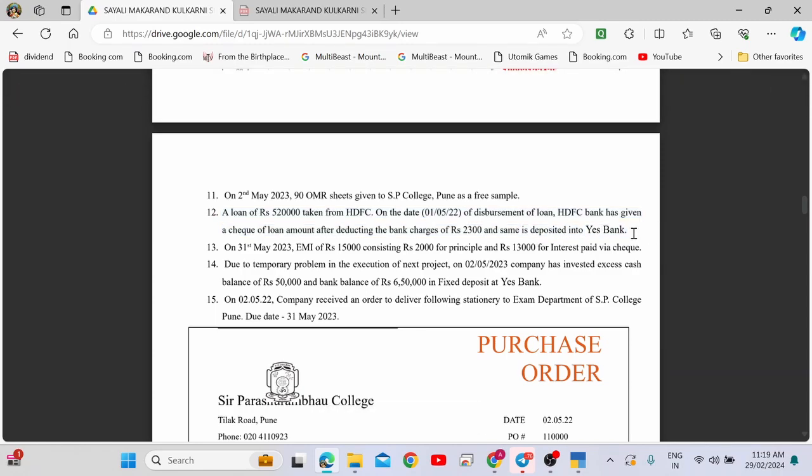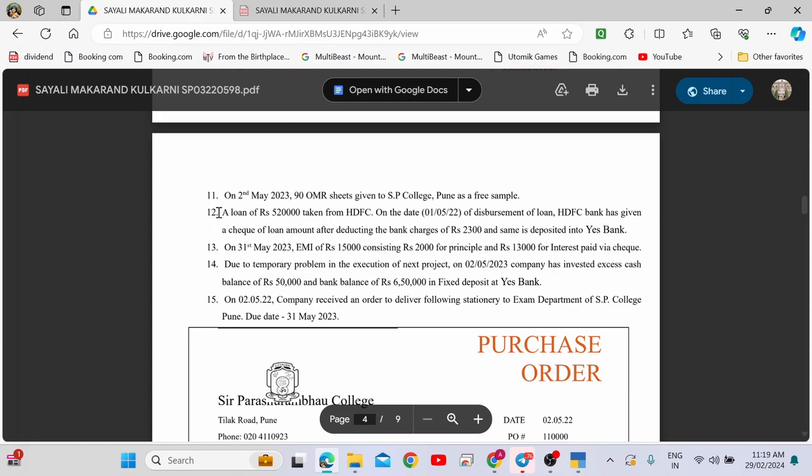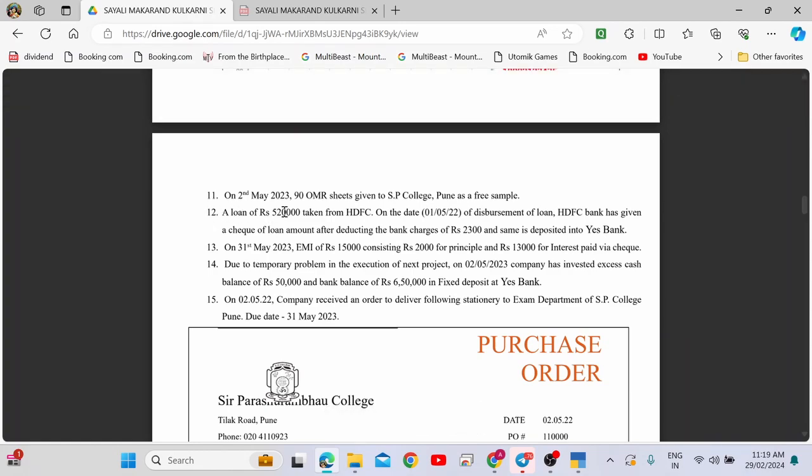Okay? Yes. Then second, 12th number, a loan of rupees 5,20,000 taken from HDFC. You have taken the loan from HDFC. Yours is S Bank. Because of your business, S Bank knows you. You deposit everything in S Bank. You withdraw money from S Bank. You give the checks. Then how you fulfill your responsibility, S Bank knows in detail. And therefore S Bank said to you that you will not get a loan from us.